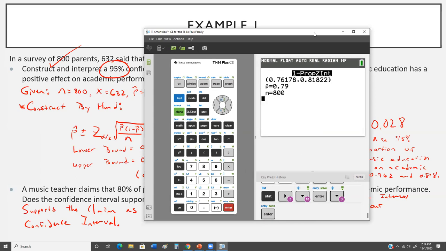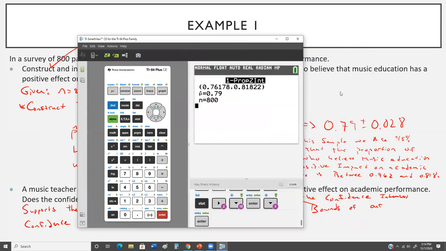Okay. All right, let's do just two more quick examples then, and we'll rely heavily on our calculator for this.